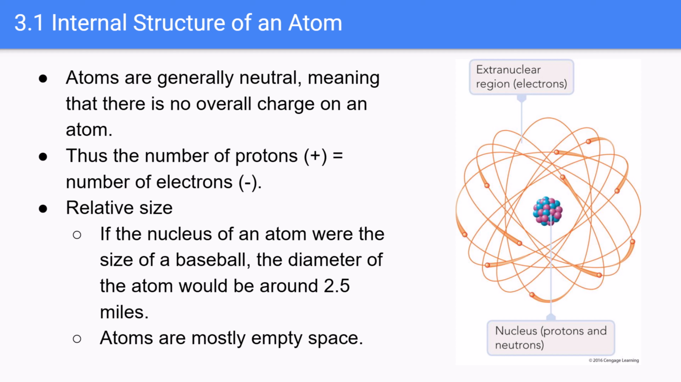Just to give you an idea of relative size, if the nucleus of an atom were the size of a baseball, then the diameter of the atom would be around 2.5 miles. So think about how much empty space there is, and then think about what atoms are in general. Atoms are mostly empty space, but atoms make up all matter. So by definition, all matter is mostly empty space.